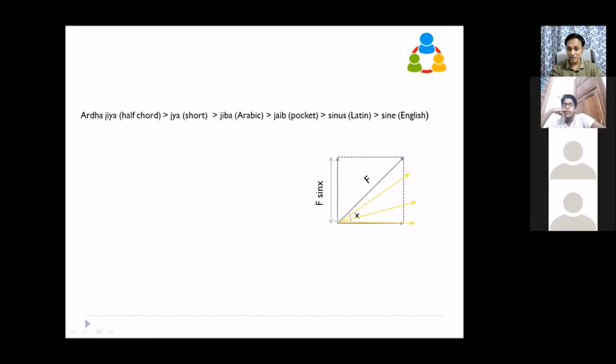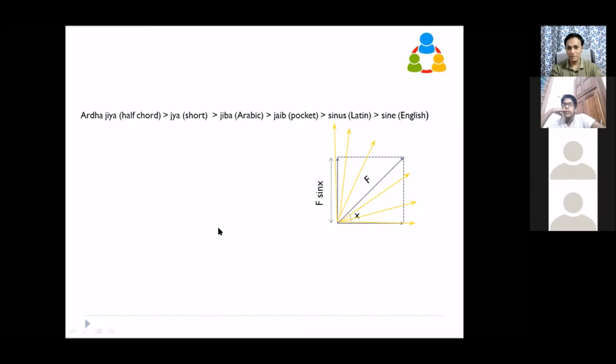And similarly, when X increases, sin X increases. When X further increases, the absolute value of F doesn't change, but sin X further increases. And when X is 90 degrees, sin X becomes 1. F and F sin X are the same. Then sin X becomes 1. Right?